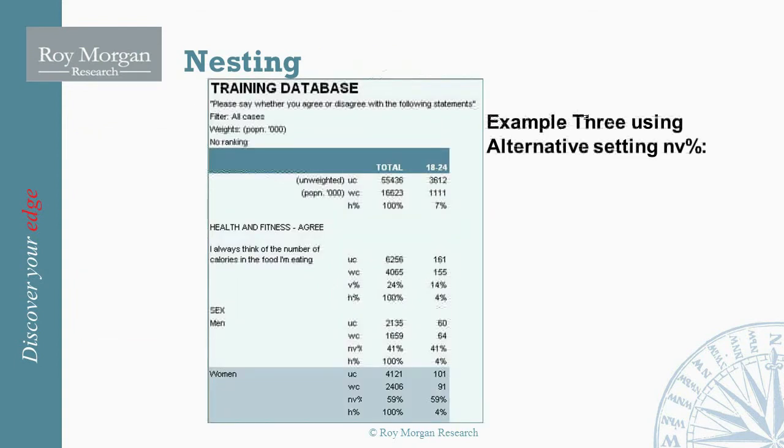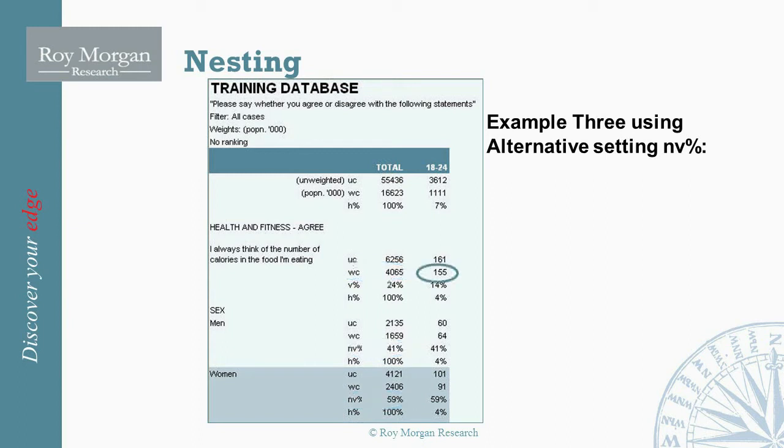Finally, example 3, using the alternative setting NV%. Here we have all the people who agree with this statement. We can say that 41% of all the people who agree with this statement are men, 59% of all the people who agree with the statement are women.